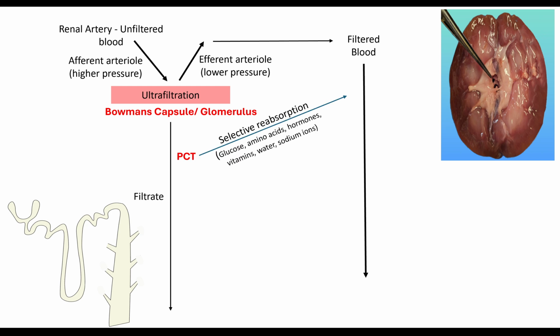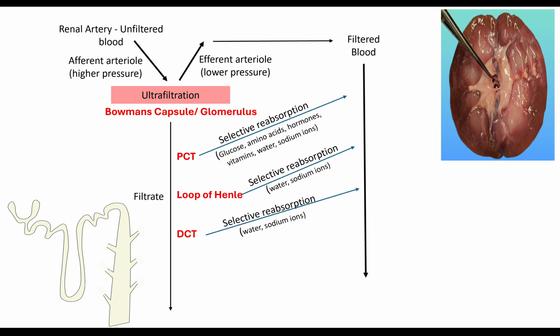Now, the key thing to remember, as the filtrate makes its way through the kidney nephron, after it's left the Bowman's capsule, it will go to the proximal convoluted tubule, the PCT, where selective reabsorption is going to occur. That's where your glucose, amino acids, hormones, vitamins, water and sodium ions are selectively reabsorbed back into that filtered blood which is circulating around the kidney nephron. At the loop of Henle, again, selective reabsorption. The water and sodium ions are going to be moving into the medulla, and then they will be moving, if necessary, into the blood to ensure we have an isotonic point.